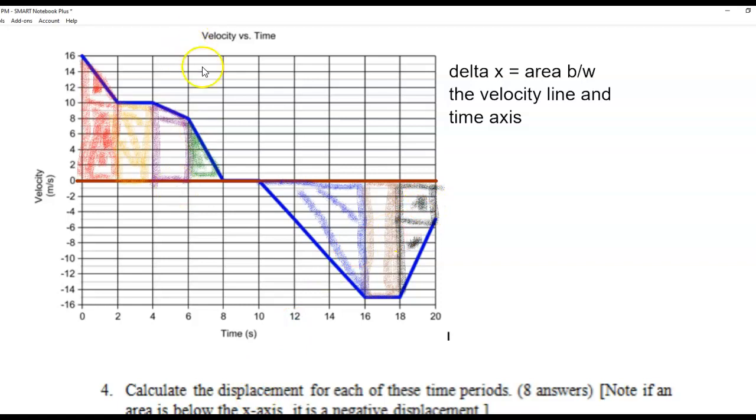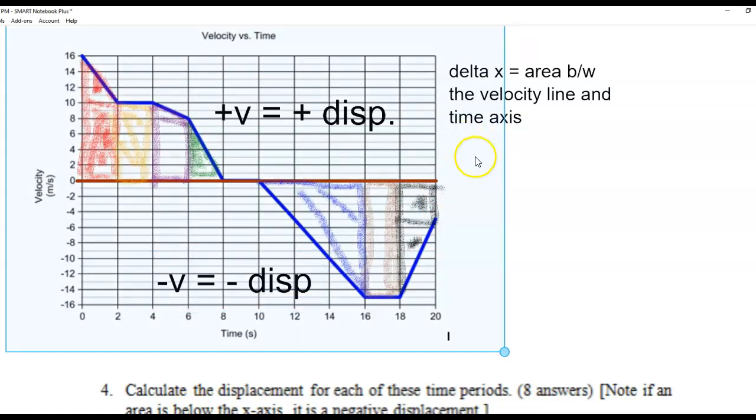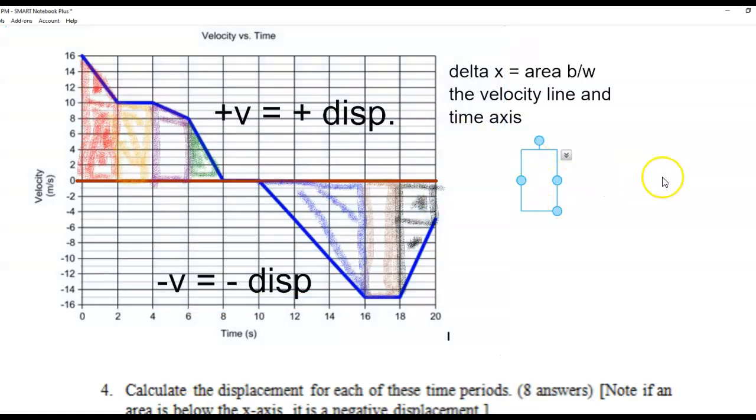A couple other reminders. If you have a positive velocity, then you have a positive displacement. And I'm just going to say DISP for displacement. If you have a negative velocity, that means you have a negative displacement. So it makes sense that these are below the x-axis and these are above the x-axis. So I'm going to go ahead and work through these equations and try to type them out here. Whoops. And I'm going to try to make this larger and smaller and larger again.